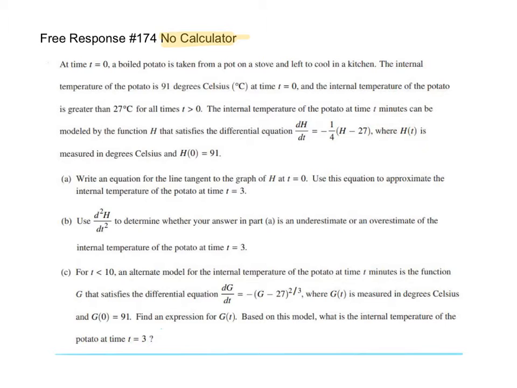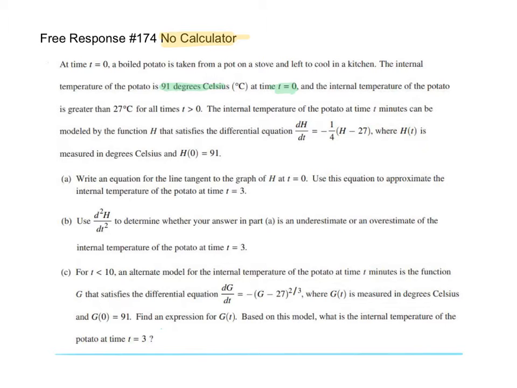At time t equals 0, a boiled potato is taken from a pot on a stove and left to cool in the kitchen. The internal temperature of the potato is 91 degrees Celsius at time t equals 0. So we're 91 at t equals 0. That's what we usually call the initial condition. And the internal temperature of the potato is greater than 27 degrees Celsius for all times t greater than 0.